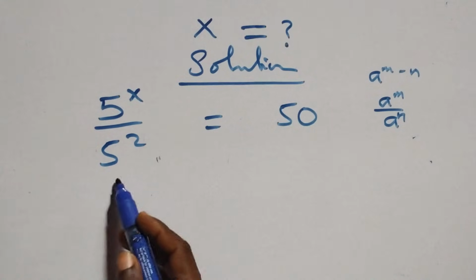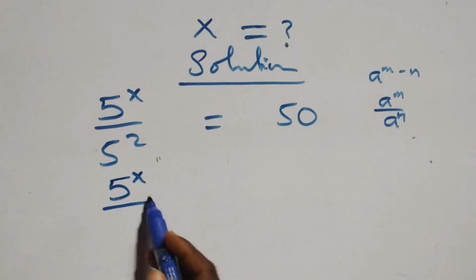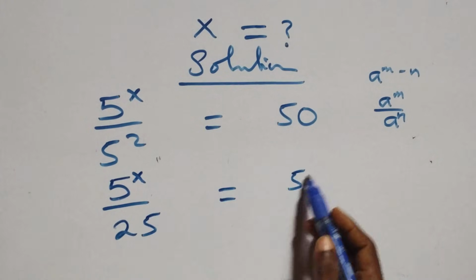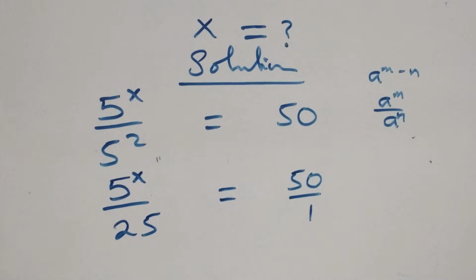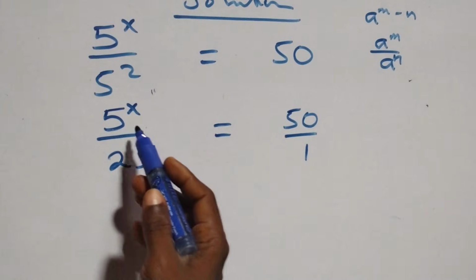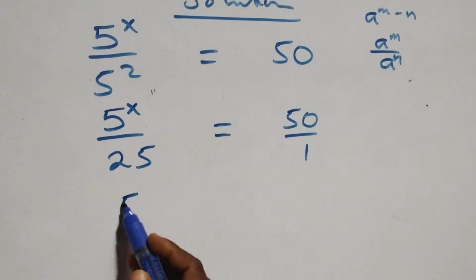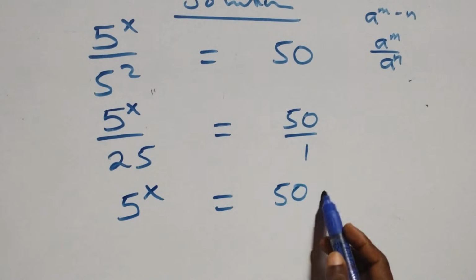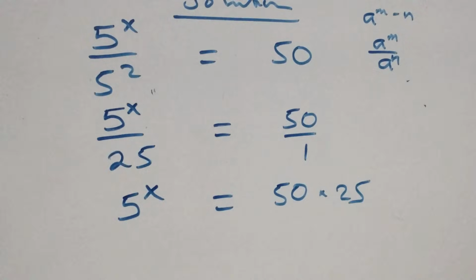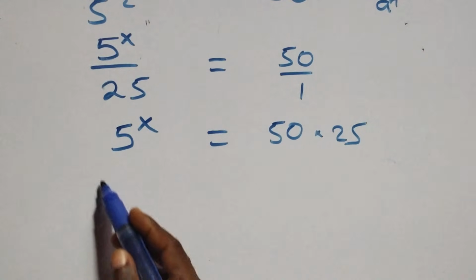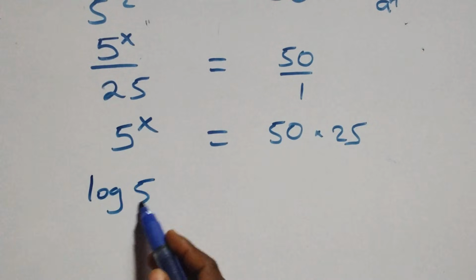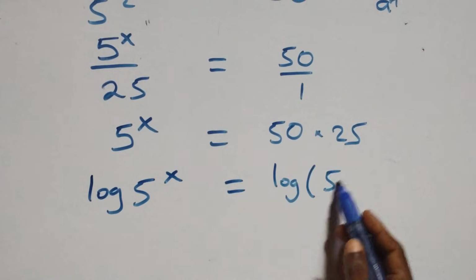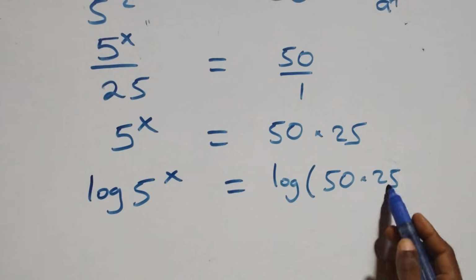Then here, this is the same thing as 5 raised to power x over 5 squared, 5 times 5, that's 25, equals, you can write this as 50 over 1. Then here we cross multiply, as this we have 5 raised to power x times 1, same thing as 5 raised to power x, equals 50 times 25. The next step, we take the log on both sides, as this here we have log 5 raised to power x equals log 50 times 25.